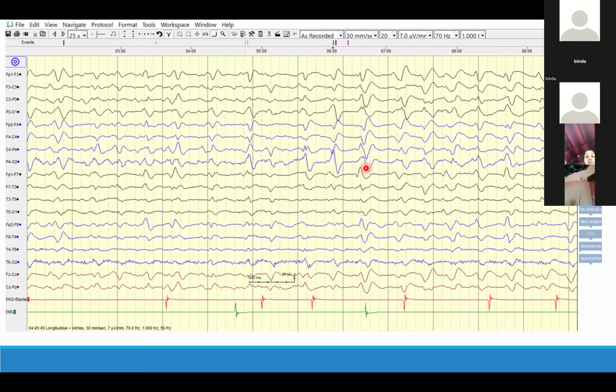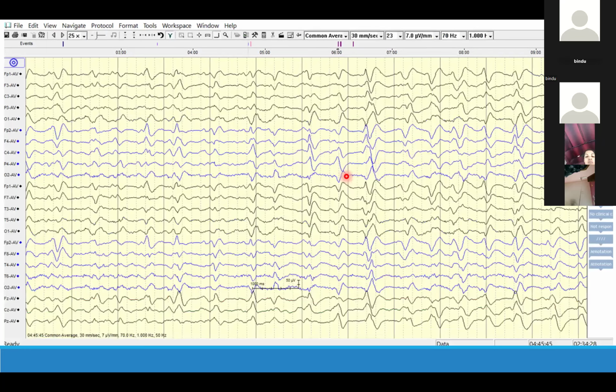The state at which the EEG was taken: the patient was in a drowsy state. The same in average montage.